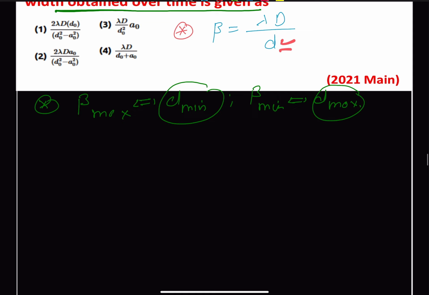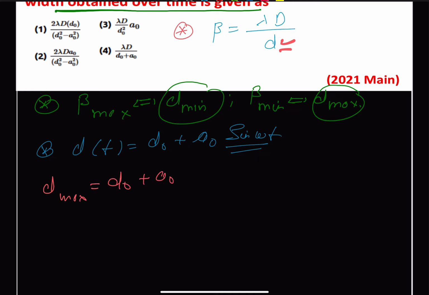So the given equation is d of t is equal to d naught plus a naught sine omega t. And depending upon this sine function, d of t will come out as maximum as well as minimum. So we can say d maximum will be equal to d naught plus a naught, and d minimum will be equal to d naught minus a naught.